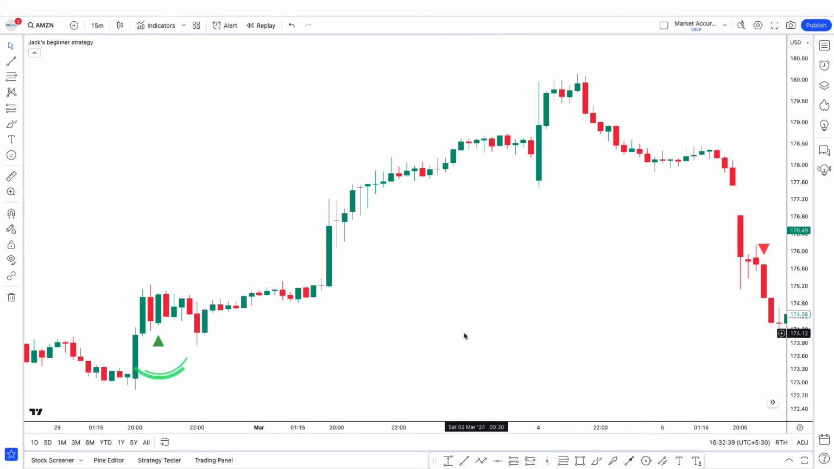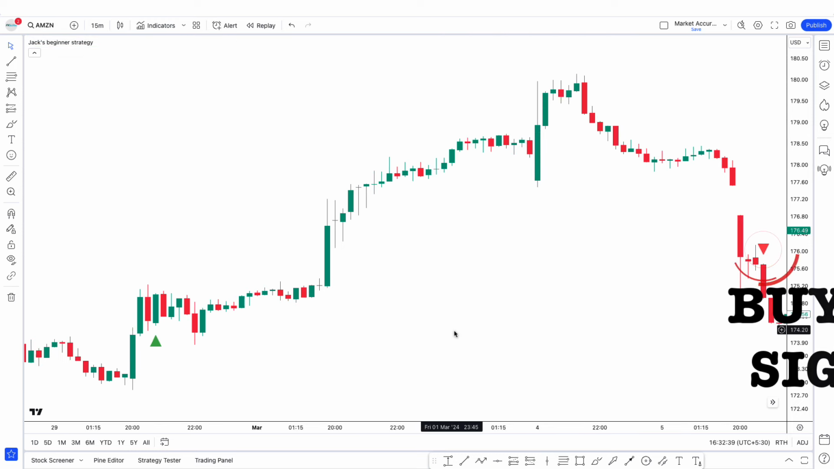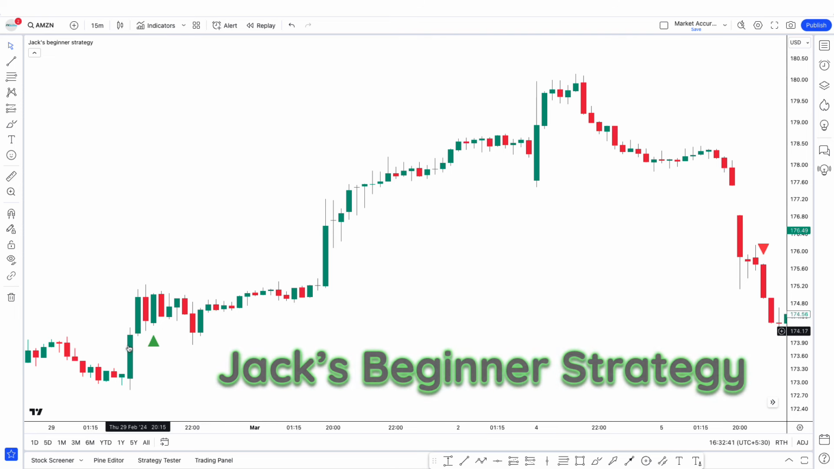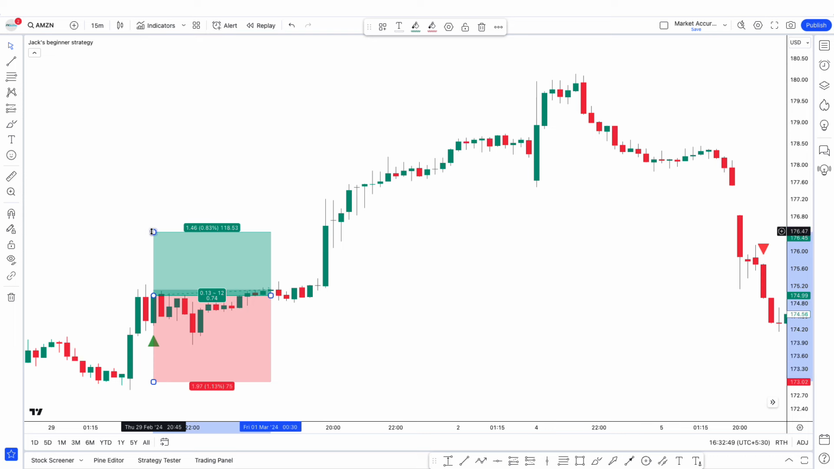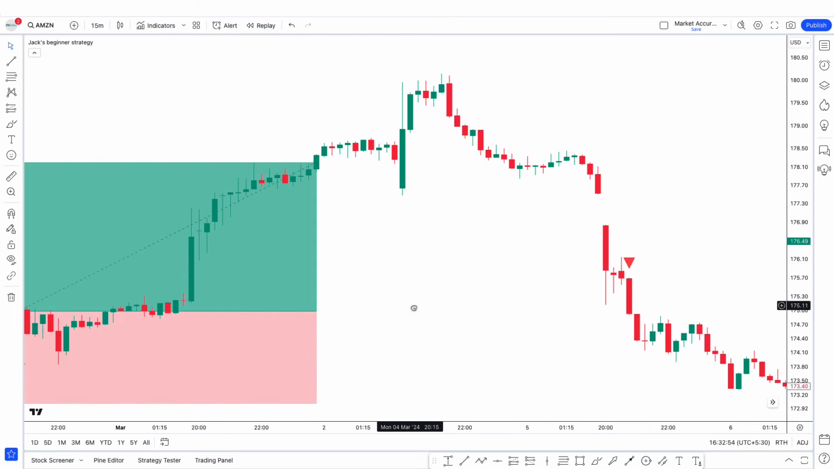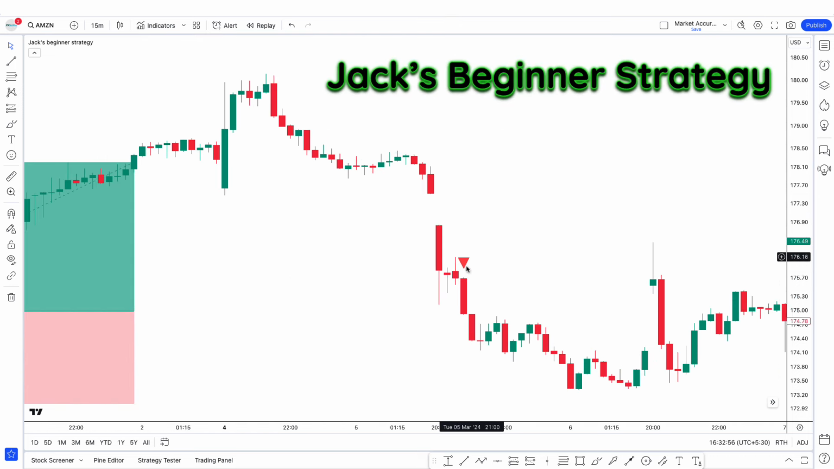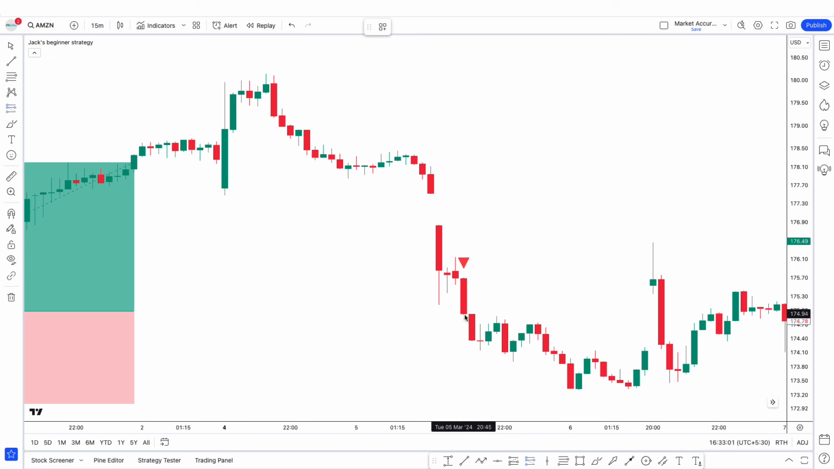Now let's see how to use this indicator. This indicator simply gives green and red triangles for buy and sell signals. When Jack's Beginner Strategy indicator gives a buy signal and it is an uptrend in the short term, then you can take a buy trade. And similarly, when Jack's Beginner Strategy indicator gives a sell signal and it is a downtrend in the short term, then you can take a sell trade.